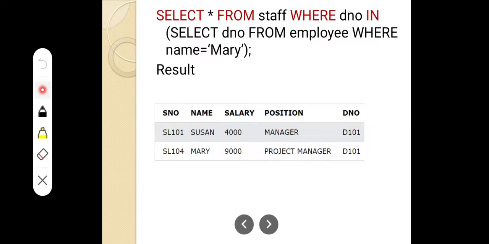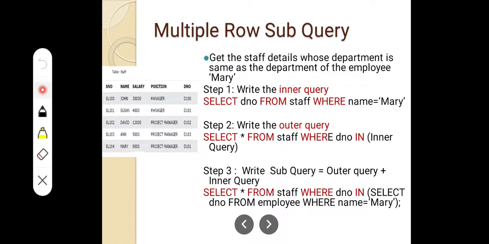So this will be the output. Select star from staff where D number in, select D number from employee where name equal to Mary. Okay, so Mary's row will also be displayed. First we retrieve the department number of Mary, and then check whether any other person is working in the same department number. Yes, Susan, the manager, is working in D101. So this is the concept of multiple row subquery.